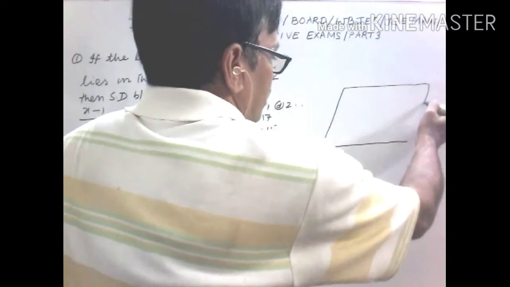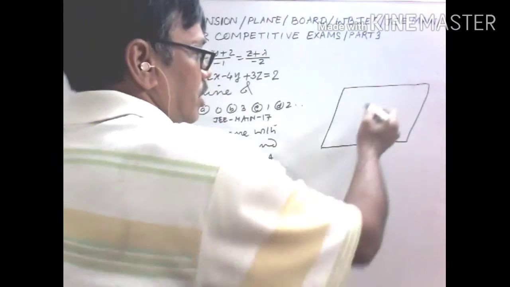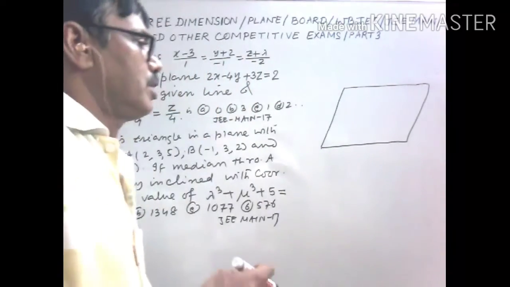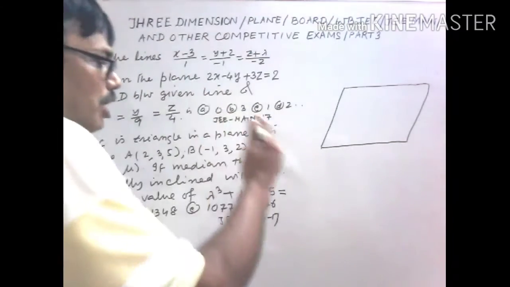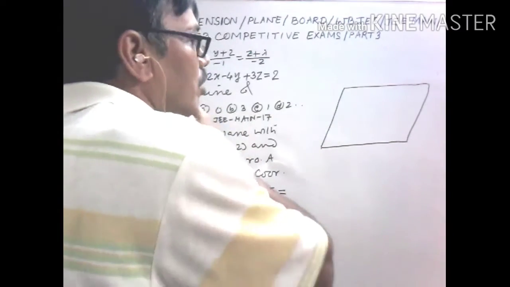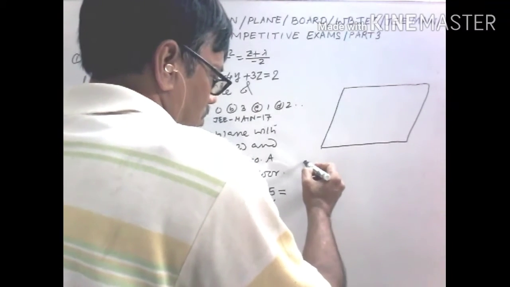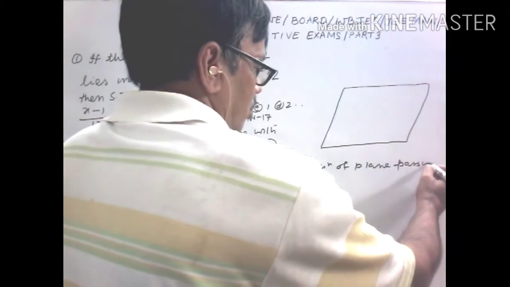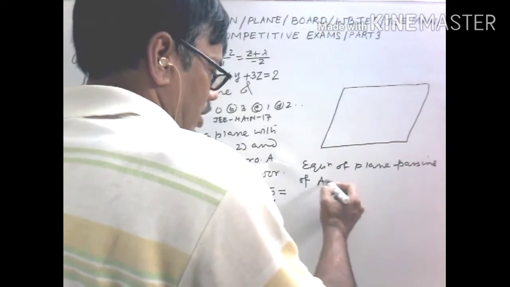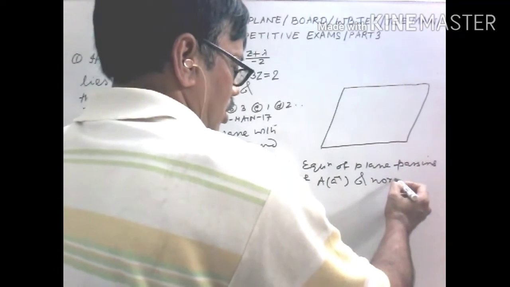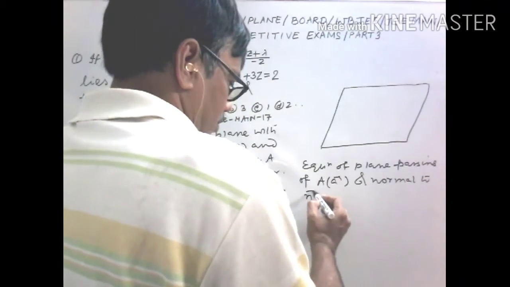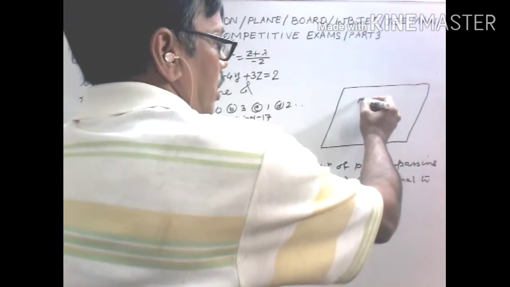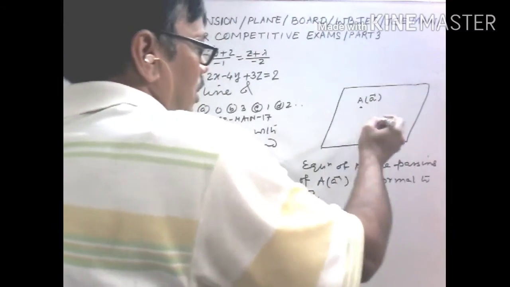Plane is represented by a parallelogram. This plane, this is a parallelogram. We denote plane by a parallelogram, by this symbol. So equation of plane passing through a vector a and normal to n vector. It passes through a point capital A and normal to the plane.